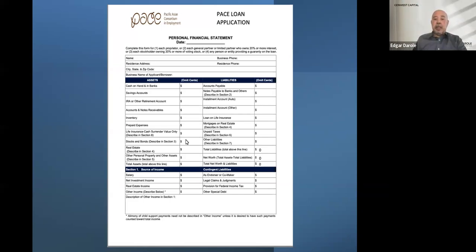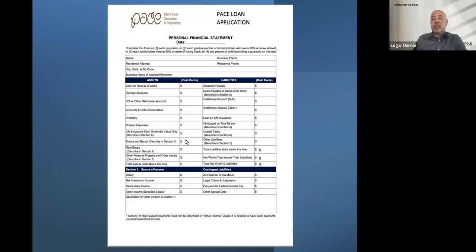And then you just add all your total liabilities, subtract that from your total assets, and that will give you your total net worth. So it's total assets minus total liabilities is your personal financial net worth. So the higher your financial net worth, the better it is, because it means that you have the resources, the liquidity, the assets to support a loan request.